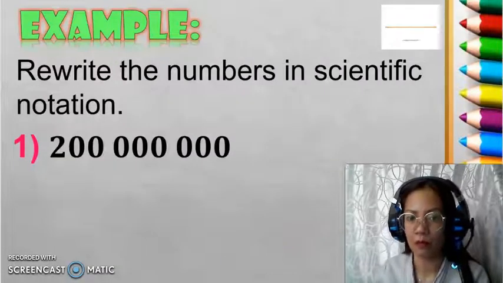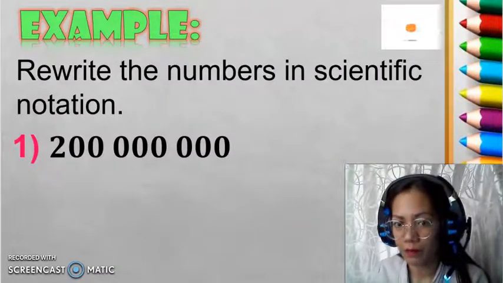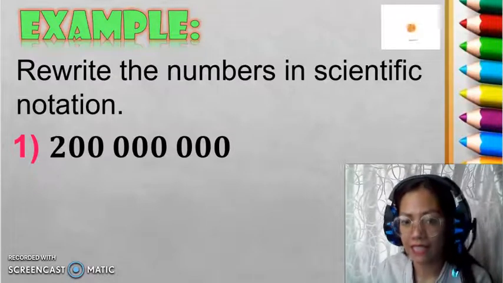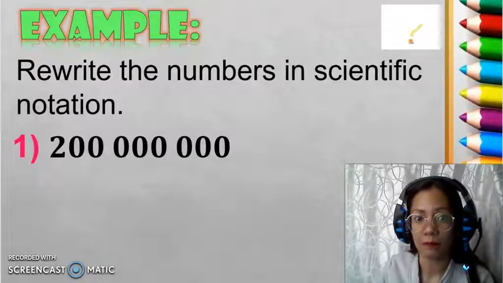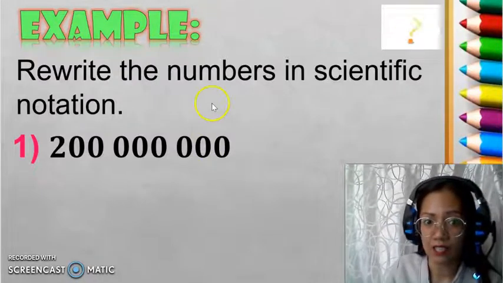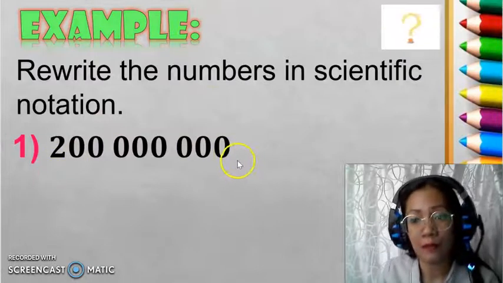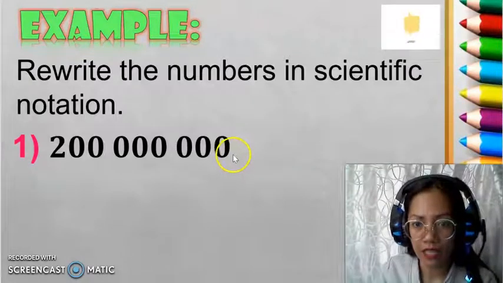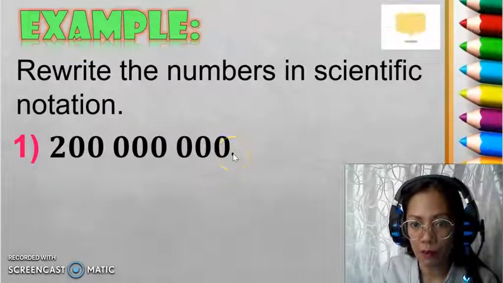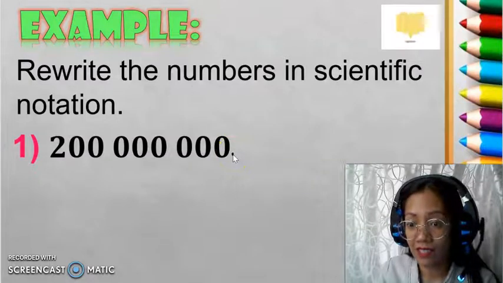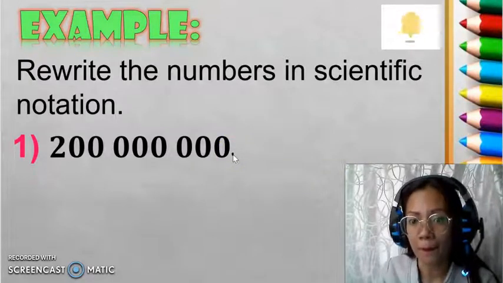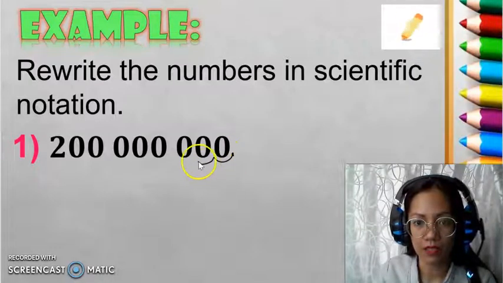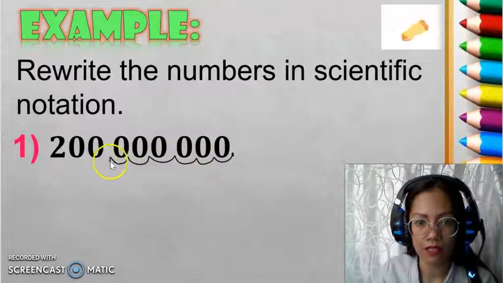So let's have example number 1. Given 200 million. First things first is to identify the non-zero digit. As you can see, 2 here is the non-zero digit. After identifying the non-zero digit, you're going to move the decimal point to the right of that non-zero digit. So we're going to move our decimal point until we reach the non-zero digit, which is 2, and we stop to the right of this non-zero digit. So let's move: 1, 2, 3, 4, 5, 6, 7, 8.